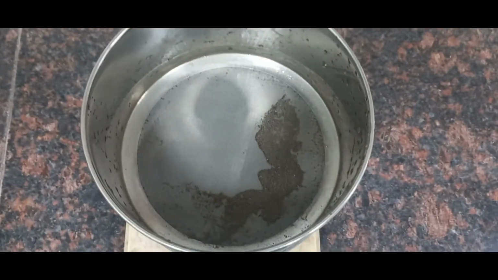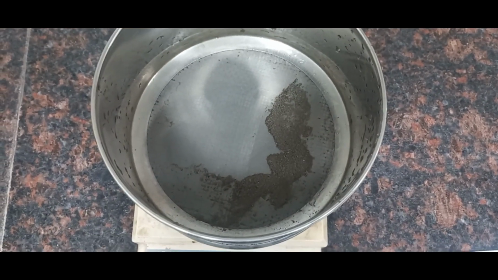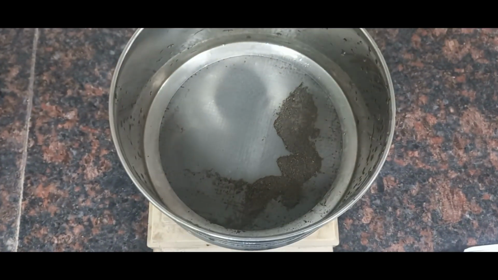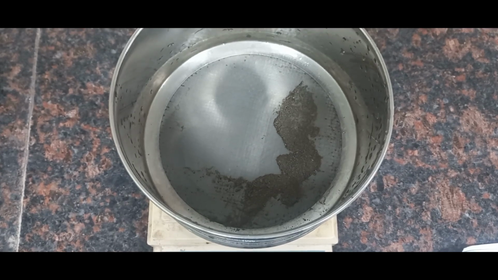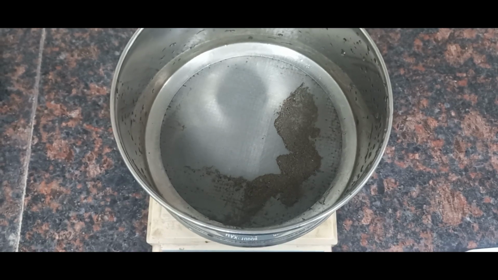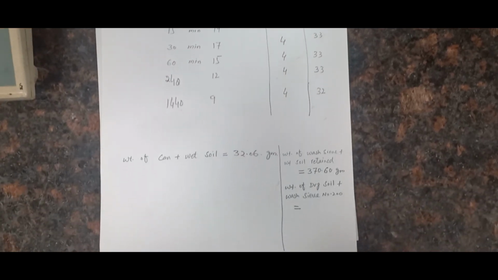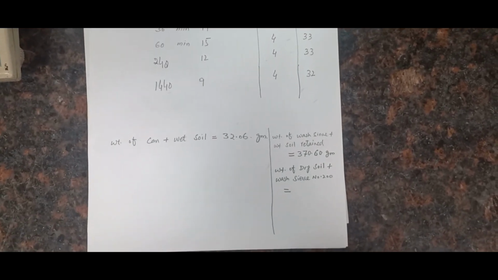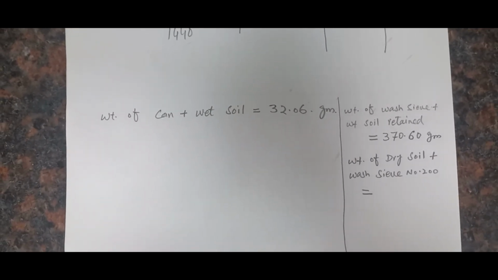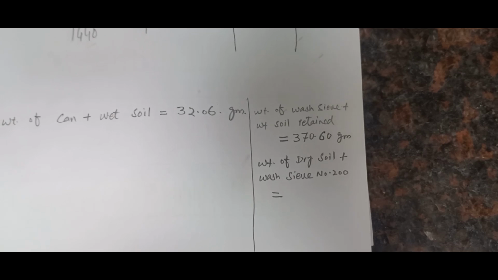Here it is, weight of wet soil retained on number 200 sieve plus sieve. After that, we will place it into an oven at a constant temperature of 110 plus or minus 5 for 24 hours. This is our table of readings that we noted during the performance of the test. Now after 24 hours, we will note down the weight of wet soil for moisture content and weight of soil retained on the wash sieve.